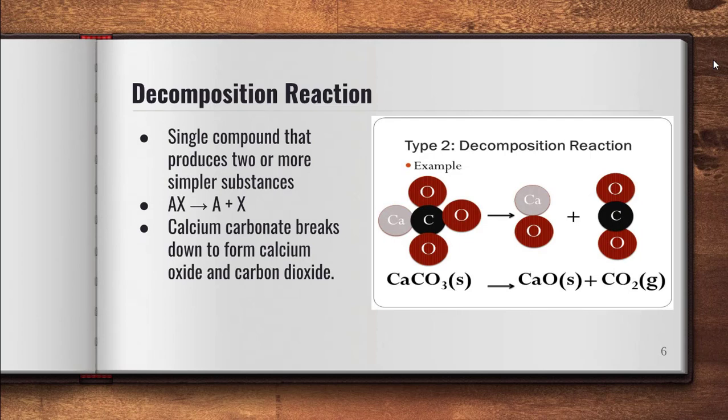The decomposition reaction is just the opposite of this. So in the decomposition reaction, we have a single compound that ends up producing 2 or more simpler substances. So if you look at the example here, we have compound AX, and then it decomposes to produce 2 separate simpler substances, such as compound A and compound X. In this example, we have calcium carbonate as our reactant, and this breaks down to form calcium oxide and carbon dioxide, 2 independent and simpler substances.